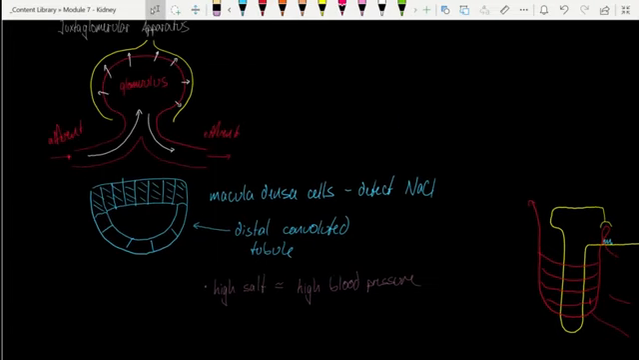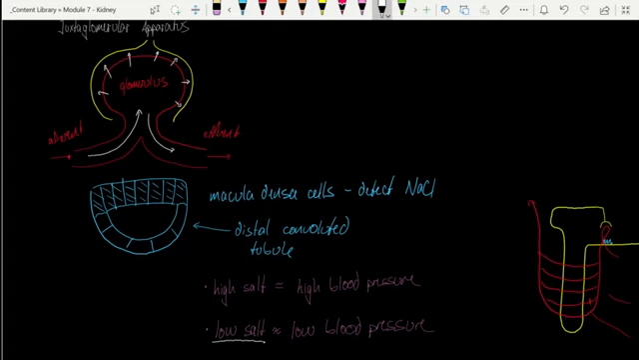So as we register high salt, we're going to interpolate that as high blood pressure. Now the converse is also true. If high salt equals high blood pressure, and this is probably where the macula densa cells really come in handy, then low salt is synonymous with low blood pressure. And this is the system that I'd like to explore for just a second.